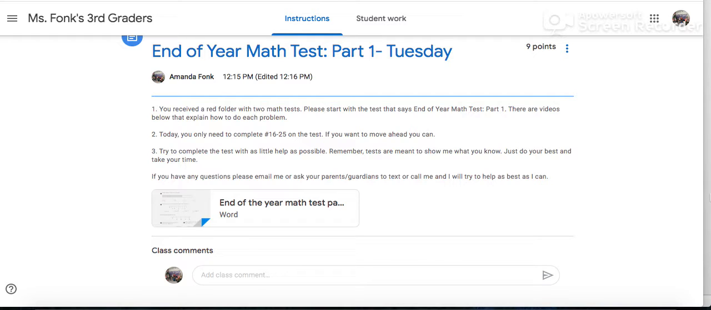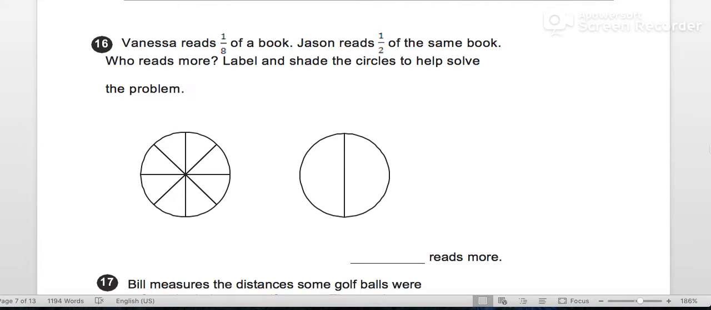And if you need help at any point, please feel free to email me, or you can ask your family members to text or call me, and I would be happy to help. So let's take a look at that test. Where we left off was number 16.